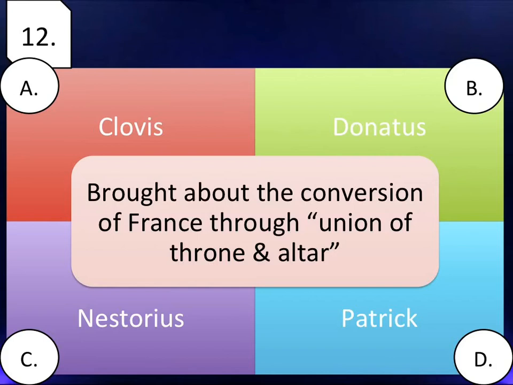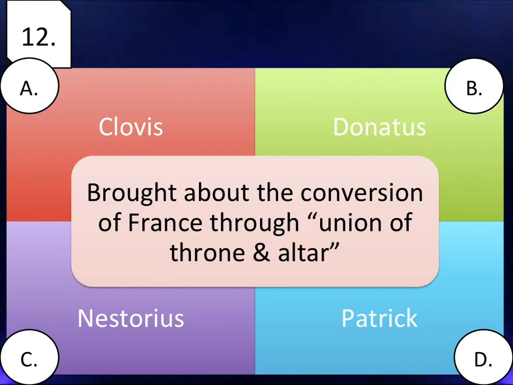Now, a reminder, the union of throne and altar essentially means that whichever way the king goes, the throne, so also his citizens would go. So his religion becomes the religion of everyone else. We don't have hugely pluralistic societies for quite some time. So who is it? Which of these guys brings about the conversion of France through the union of throne and altar?